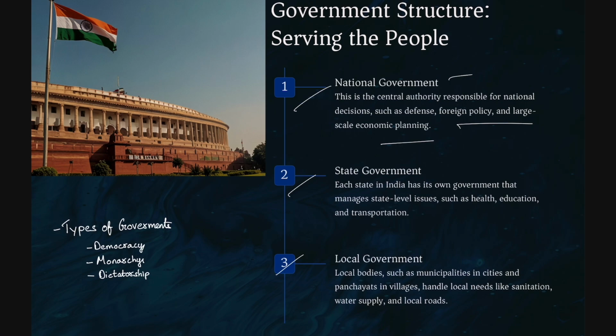The next is state government. The state government manages issues like health, education, regional infrastructure, and all that. States have significant autonomy to address local needs. For example, Kerala's public health system is a great example of how states can innovate independently. Kerala's model has been praised globally for its emphasis on primary health care and accessible service.